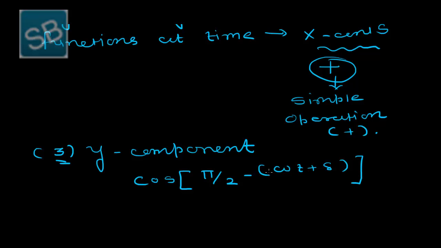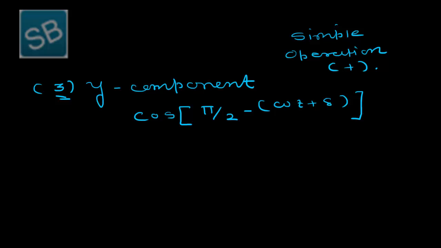So here pi by 2 is given for the y component, that is, the phase difference between x and y is pi by 2. And this particular function or component will result in sine omega t plus delta. And thus by considering this y component, we can also deal with the sine function. So this is another advantage. For the same harmonic function, we can consider the cosine function as well as the sine function by just representing the phasor of all the functions.